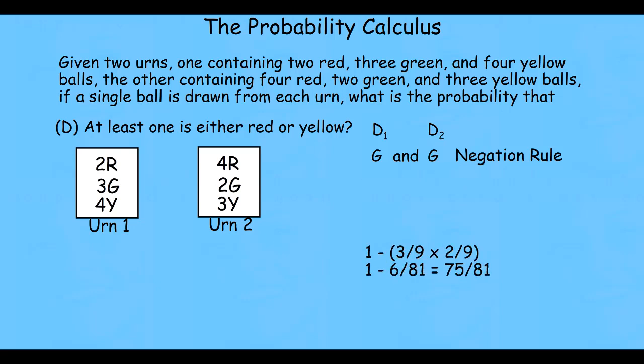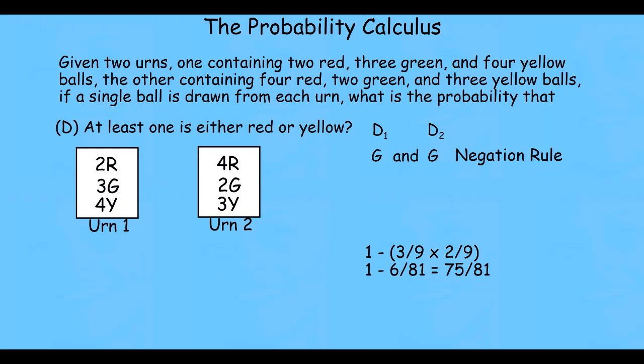So I plug my numbers in, again using the classical interpretation. The negation rule tells me the probability of getting at least one ball from my two draws that is either red or yellow is going to equal 1 minus the probability of getting a green on the first, 3/9, times the probability of getting a green on the second, 2/9, or 1 minus 6/81, which equals 75/81.